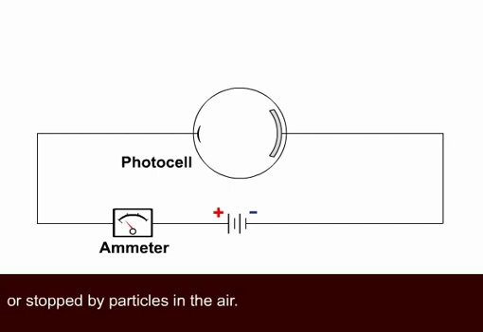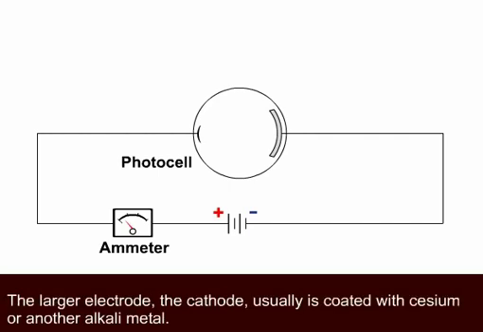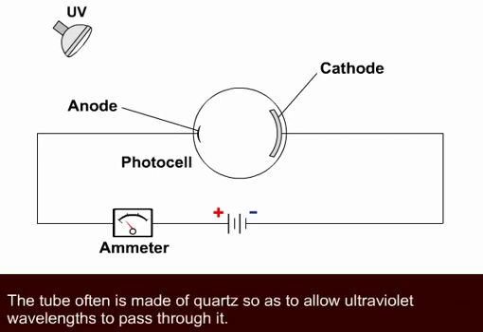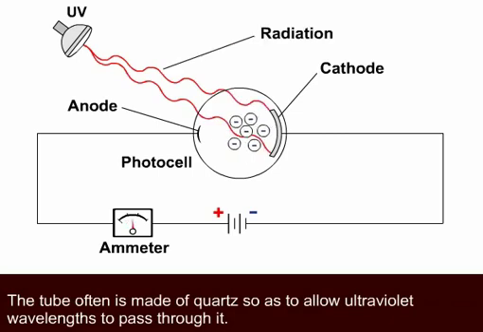in the air. The larger electrode, the cathode, usually is coated with cesium or another alkali metal. The smaller electrode, the anode, is made of a thin wire so that it blocks only a very small amount of radiation. The tube often is made of quartz so as to allow ultraviolet wavelengths to pass through it.